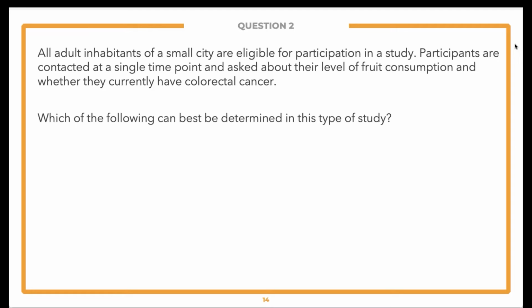All adult inhabitants of a small city are eligible for participation in a study. Participants are contacted at a single time point and asked about their level of fruit consumption and whether they currently have colorectal cancer. Which of the following can best be determined in this type of study?